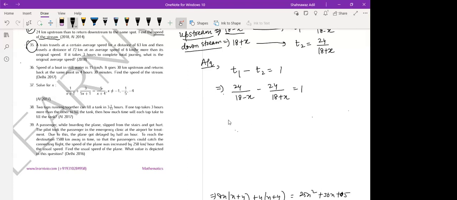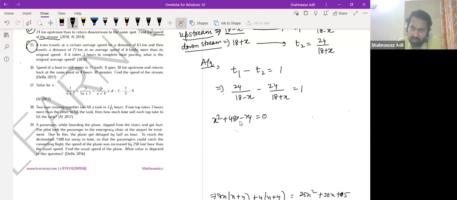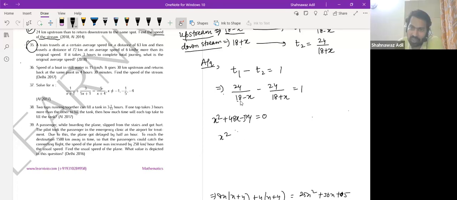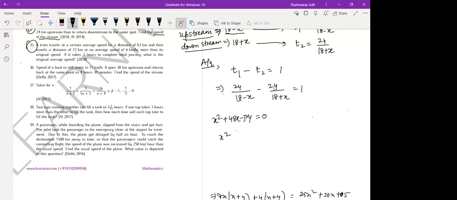So the equation I'm getting is x squared plus 48x minus 24. Yes, sir. She has gotten the equation right, but it's minus 324 instead of 24. So 18 into 18, 18 squared. Oh, yes, sir. I just didn't see the 3.